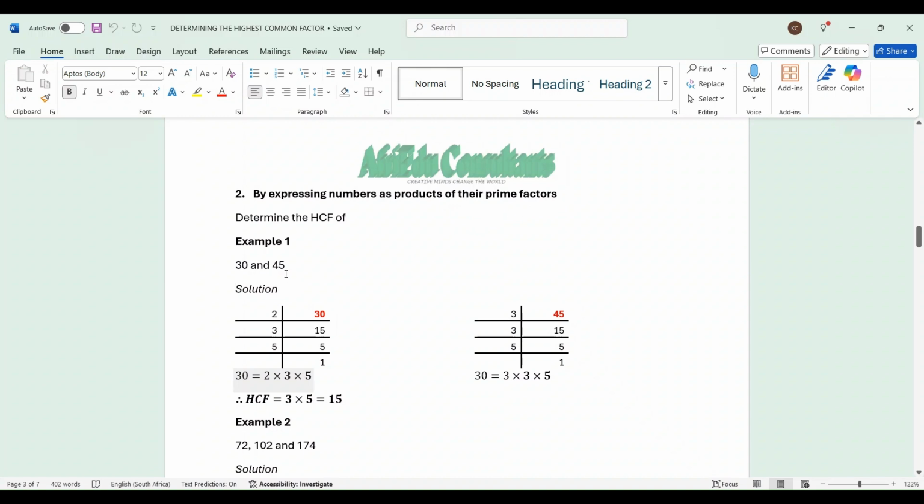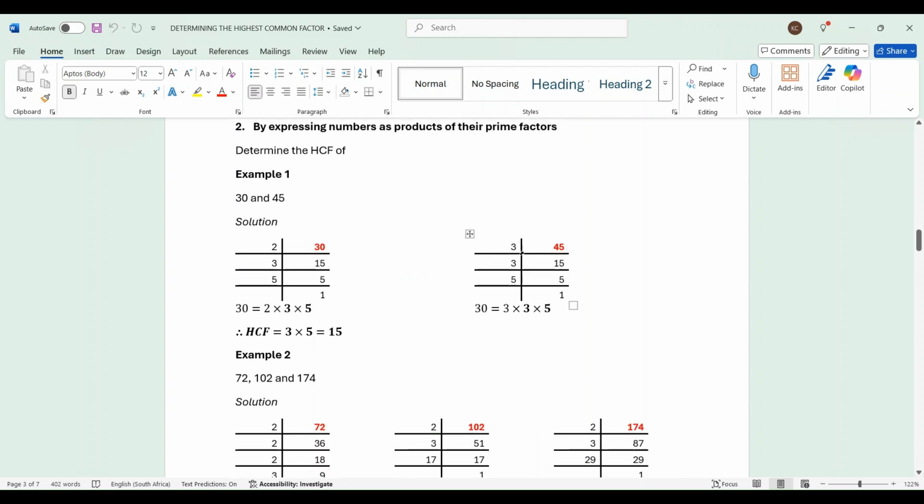So in our first example, we have to determine the highest common factor of 30 and 45. Therefore, in our solution, we have to express 30 and 45 as product of their prime factors. So 30, the smallest prime number which enters into 30 without leaving a remainder is 2. 2 enters how many times? 15. Then the smallest number that enters into 15 without leaving a remainder is 3. 3 enters how many times? 5. Then the smallest number that enters into 5 without leaving a remainder is 5. How many times? 1. Meaning to say our 30 can be expressed as 2 times 3 times 5.